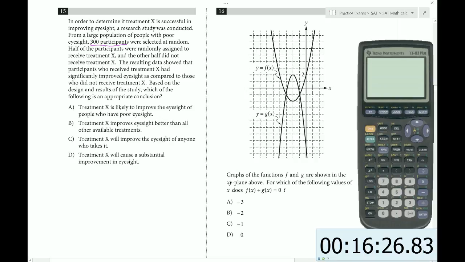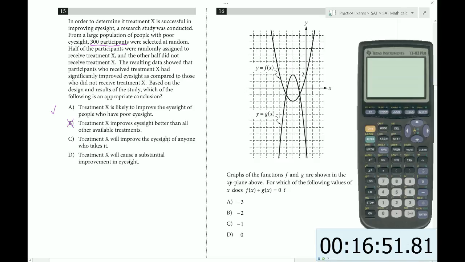Okay, so treatment X is likely to improve the eyesight of people who have poor eyesight. Let's see. Large population of people with poor eyesight seems reasonable, right? Treatment X improves eyesight better than all other available treatments. That's way too strong because we don't know if there are better drugs out there.